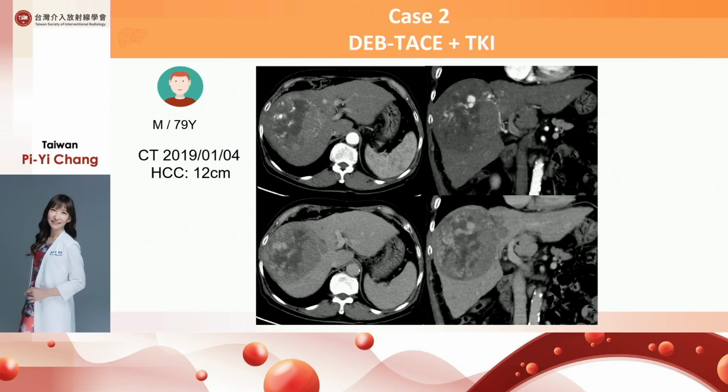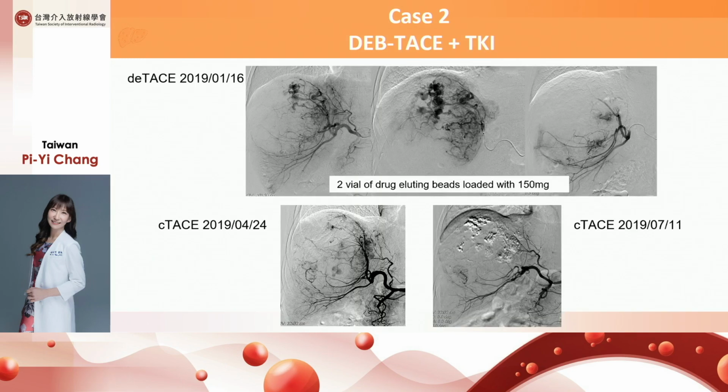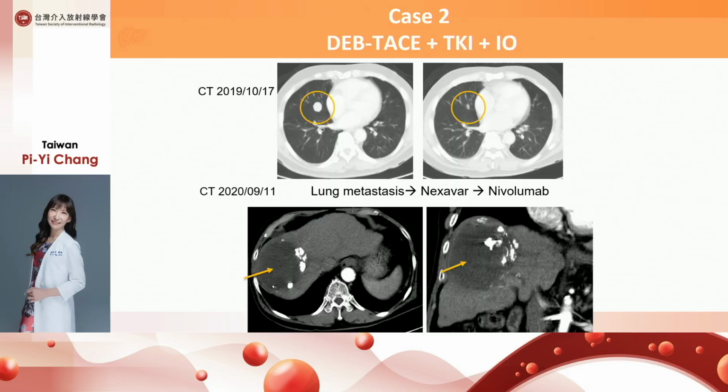This is a case of DAPTase combined with targeted therapy. A 12 centimeter HCC. We can see the hypervascular tumor stain, so we did DAPTase and also did CTACE. But why did we combine with systemic therapy? Because of the lung metastasis. So after the combined treatment, you can see the lung metastatic tumor decreased, and we still have good necrosis of the liver cancer.